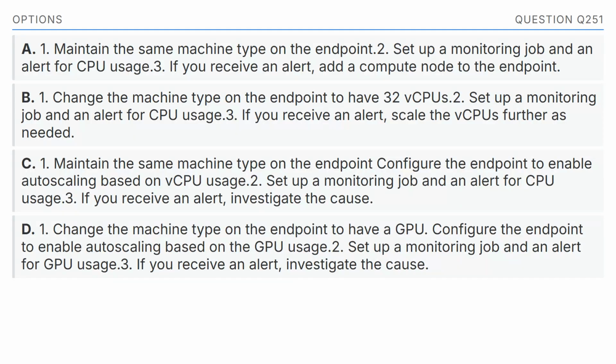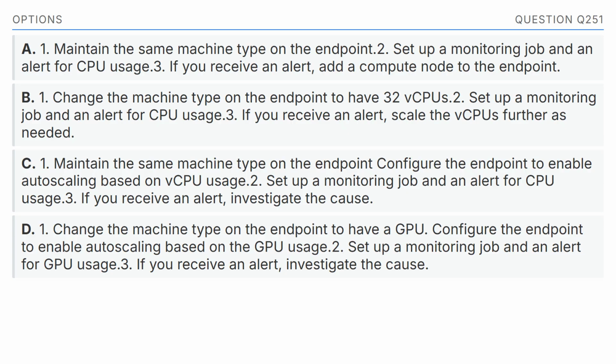The options are: Option A. 1. Maintain the same machine type on the endpoint. Point 2. Set up a monitoring job and an alert for CPU usage. Point 3. If you receive an alert, add a compute node to the endpoint.